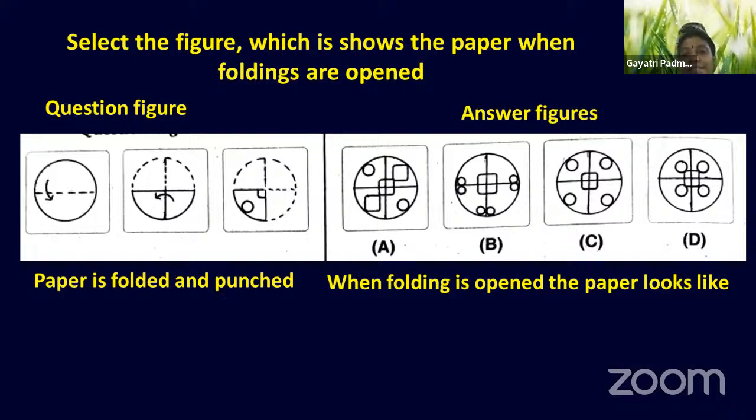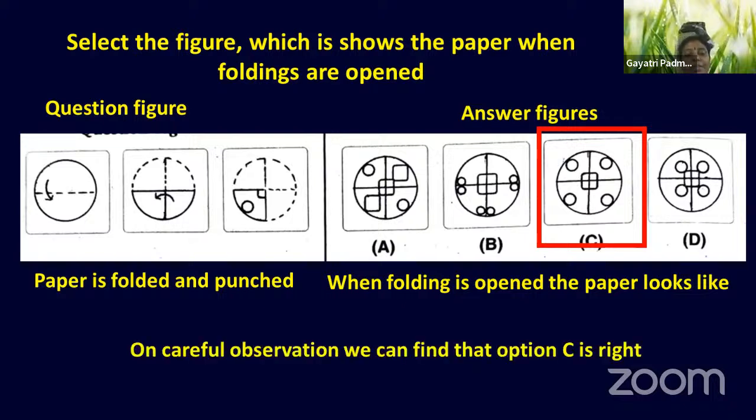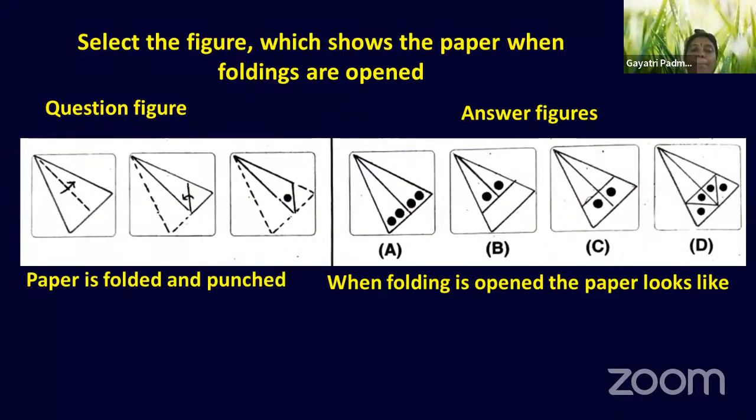Very interesting, isn't it? Let's see the answer. Yes, it is option C. When the punching is done and after folding all four sides, definitely the holes would be on all four side corners, isn't it? On careful observation, we can find that option C is right. All right, let's move on to the next question.